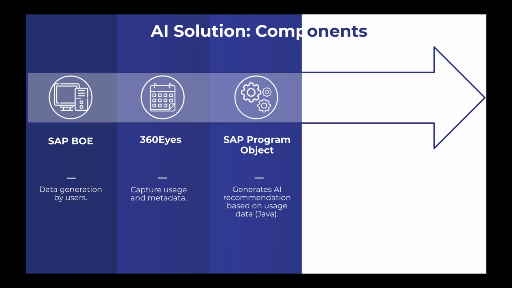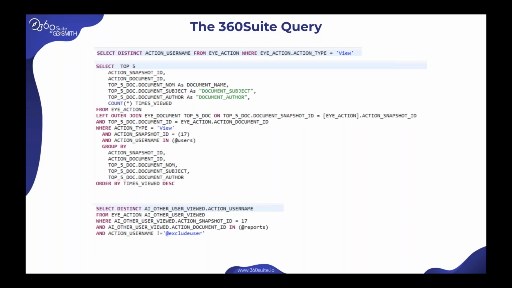So we're going to talk about the program object in a little more detail in a moment, and show you the script that's put together. But that's the program object piece of it, which in our solution generates the user recommendations that in turn are presented. So Pauline, can you just advance to the next step?